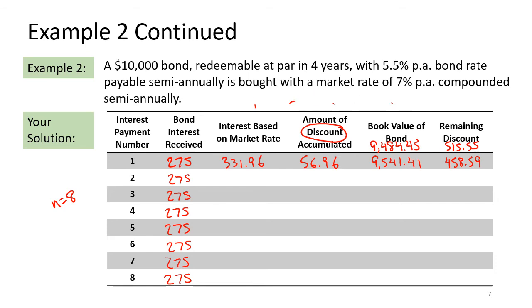So in your second set of calculations, it's done the same way. Our interest is our periodic interest rate, 0.035, multiplied by our current book value. In this case, $9,541.41. If you calculate that out, you get $333.95.